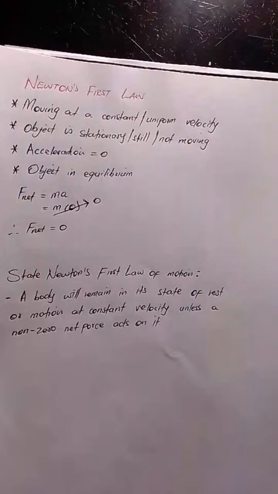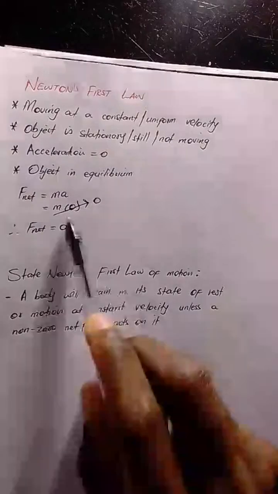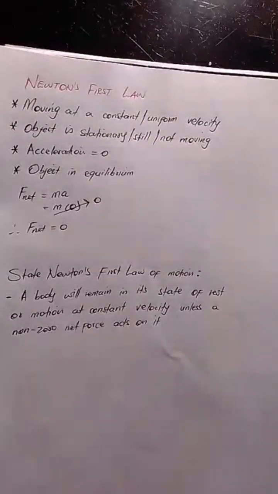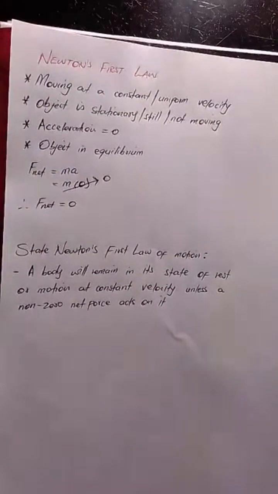So when you apply the formula F net equals ma, acceleration is zero. So m times zero is zero. So F net is zero. So now let's state Newton's first law. Newton's first law is stated as follows.